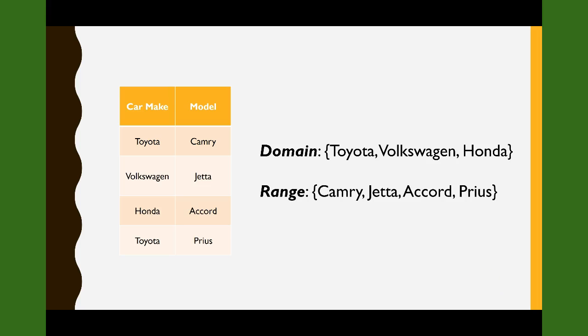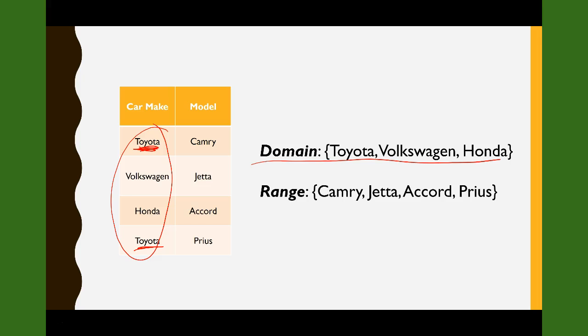So let's start with this table. Now, like we said, domain is just a set of inputs. So all we have to do is write these inputs and write them as a set. So we usually include these curly brackets to write our set. In this case, notice that Toyota repeats as an input, and therefore you do not need to write it twice in our domain. And thus our domain is only the set Toyota, Volkswagen, and Honda.